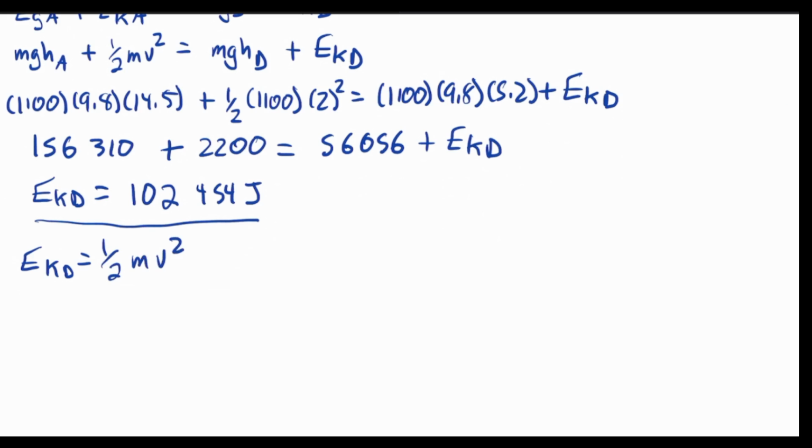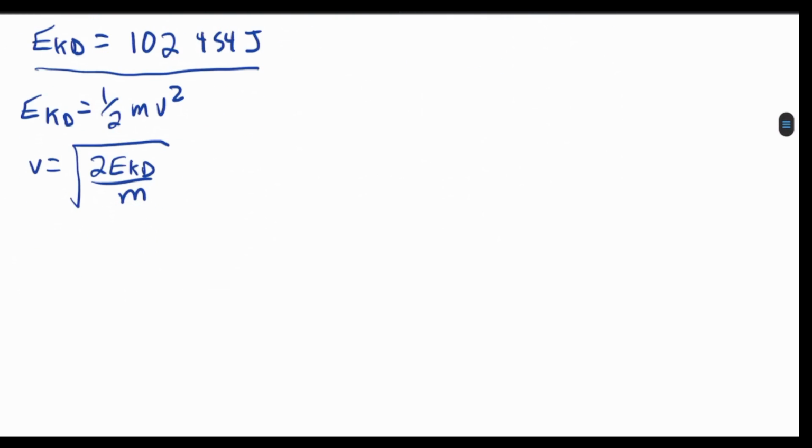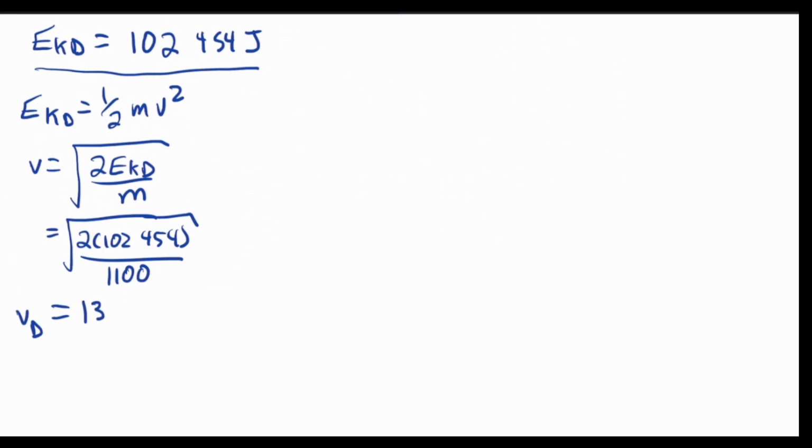We've already rearranged and solved previously, so we saw that velocity is equal to the square root of 2 times the energy divided by the mass. So let's plug in our values. 2 times 102,454 divided by the mass, 1,100 kilograms, square root. So our velocity at point D is going to be equal to 13.6 meters per second. And if you're interested, that's equal to about 49 kilometers per hour.